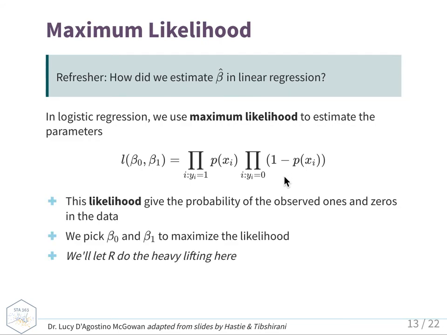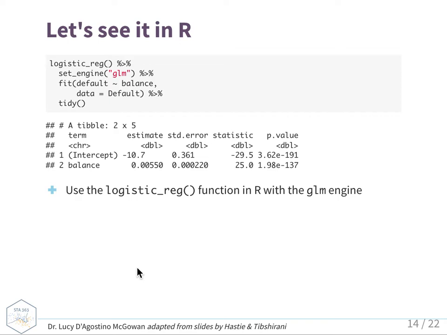So this likelihood gives the probability of the observed 1s or 0s in the data. And we pick a beta 0 and a beta 1 that maximize this likelihood. And we're going to let R do the heavy lifting here, so you don't have to worry about doing this by hand or anything. Okay, so this is how we do this in R.